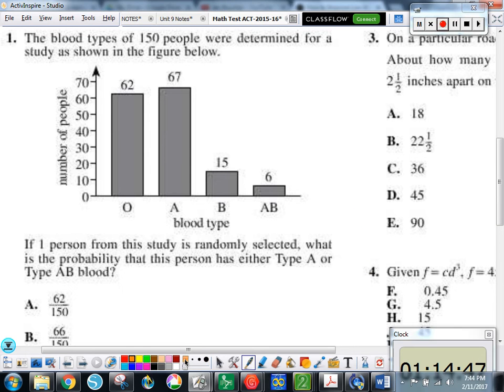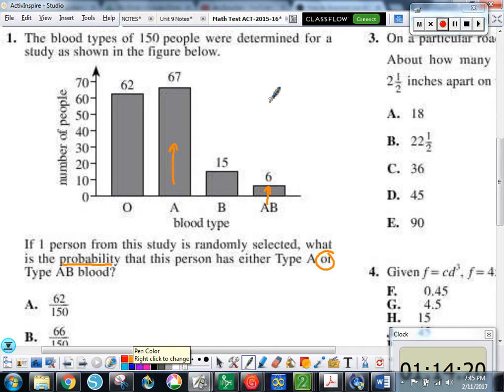Okay, so problem number 1: the blood types of 150 people were determined for a study as shown in the figure below. If one person from the study is randomly selected, what is the probability that this person has either type A or type AB blood? I want to know if the person has this blood or this blood.